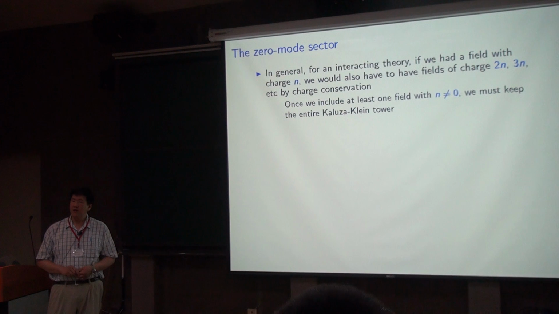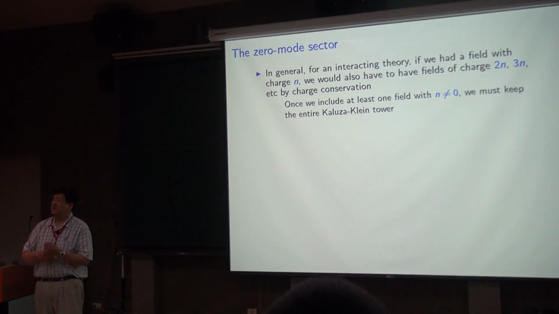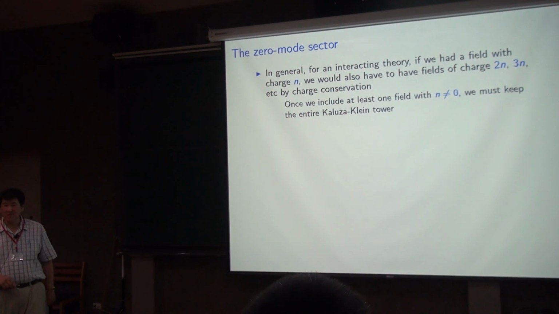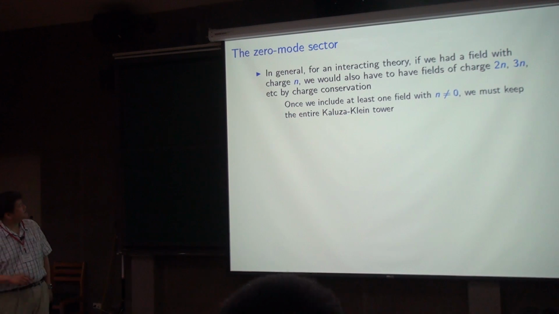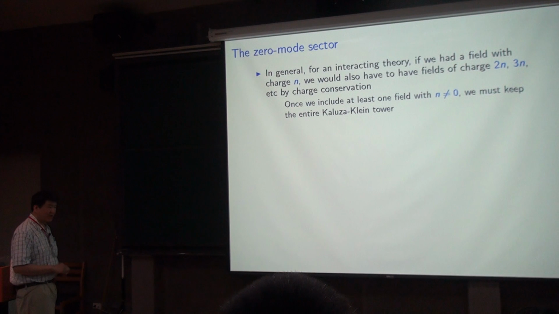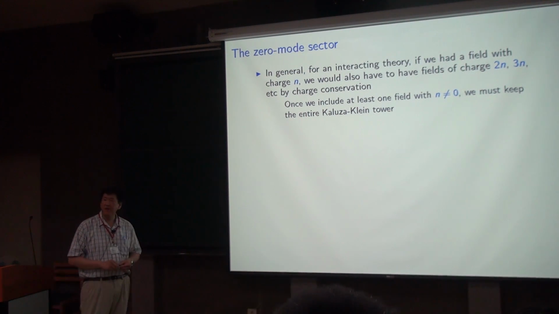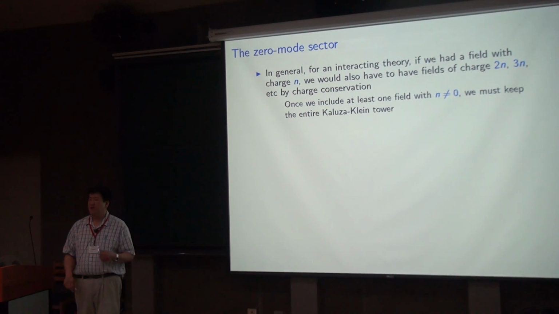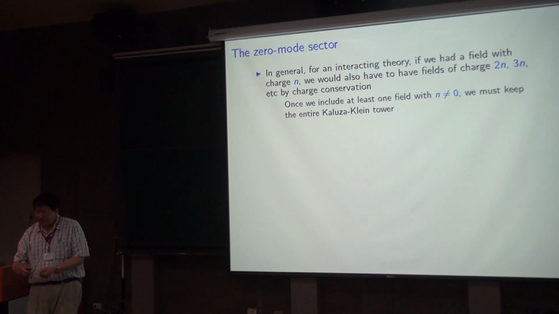So as I said, this notion of charge is that each Kaluza-Klein mode on phi sub n would have charge n. And if you think about charge conservation, if I had an interacting theory, you have two particles, charge 1 and charge 1 that interact with each other.